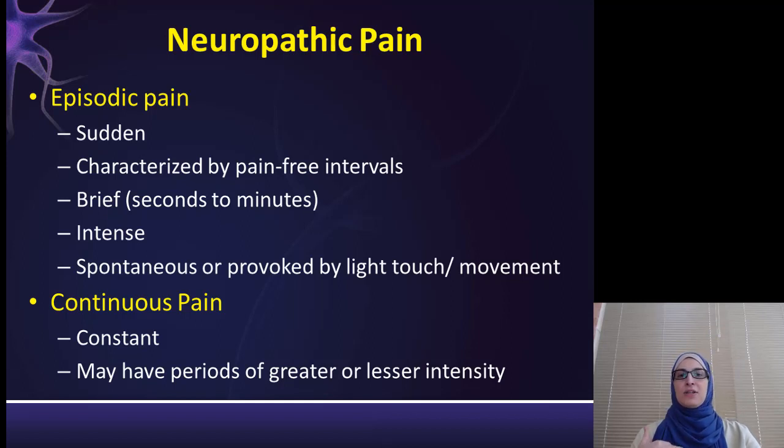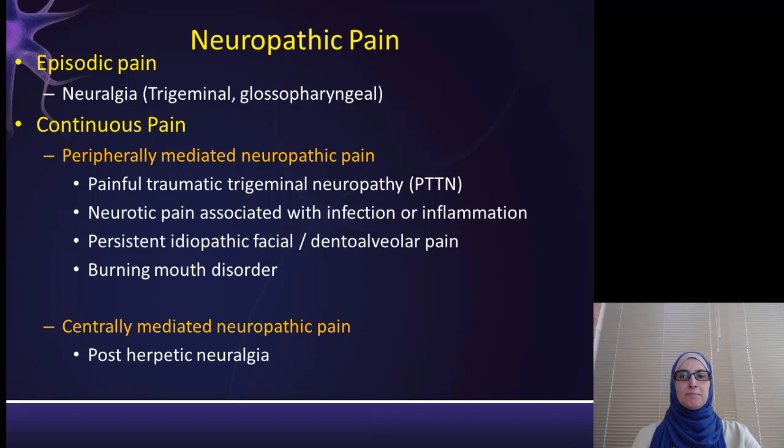In continuous pain, it is actually constant pain. So the pain might increase or decrease in intensity, but all of the time there is pain. And based on this classification, for episodic pain, we will be talking about trigeminal and glossopharyngeal neuralgia. And for continuous pain, there are different types of pain, different based on the etiology mainly. So we will be talking about painful traumatic trigeminal neuropathy. We'll be talking about neuropathic pain related to infection or inflammation, and we call this neuritis. So there's inflammation of the nerves related either to infection or inflammation.